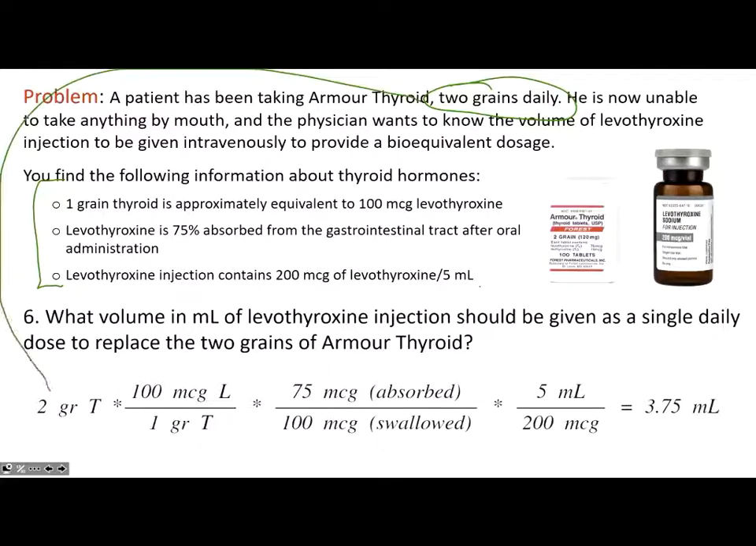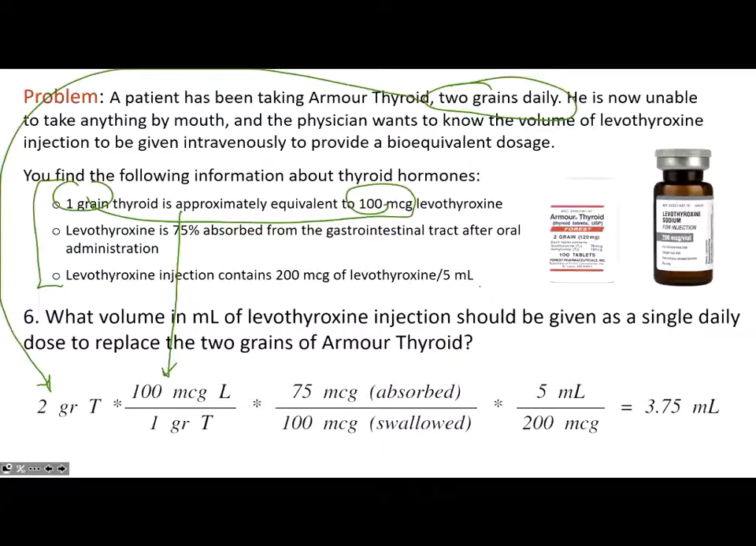I'm going to use capital T for thyroid. So he's taking 2 grains, not grams, be careful, it's grains of thyroid. Okay, that's what he's starting with. We were then given this conversion, the fact that 1 grain is equivalent to 100 micrograms of levothyroxine. So let's use that factoid to convert from T, which is thyroid, to L, which is levothyroxine.